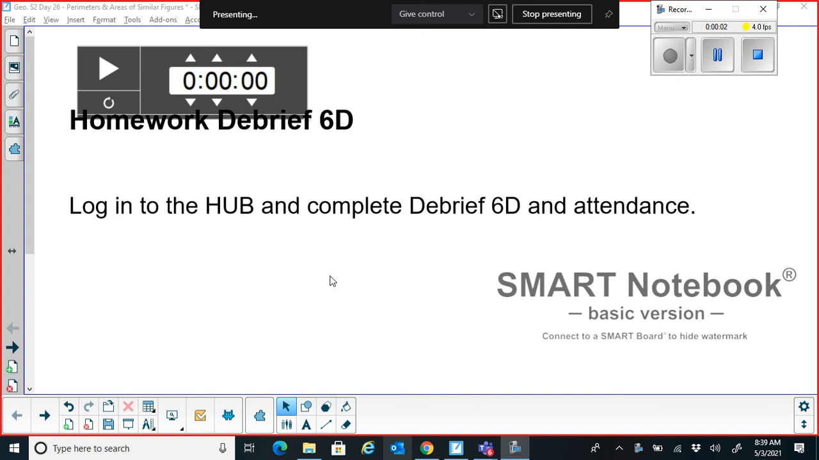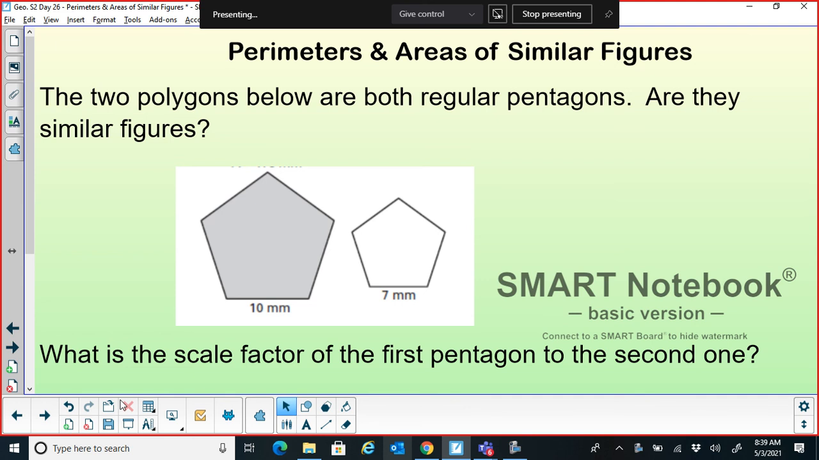We'll be seeing today perimeters and areas of similar figures. So let's start with the first slide. The two polygons below are regular pentagons. Are they similar figures? That's what is being asked.